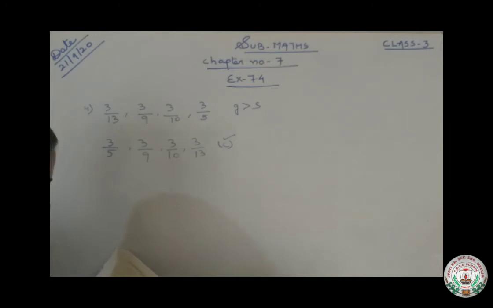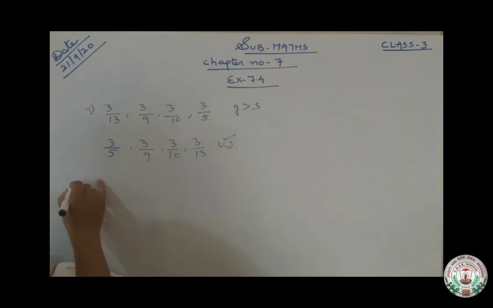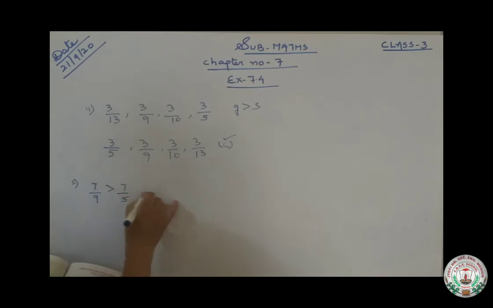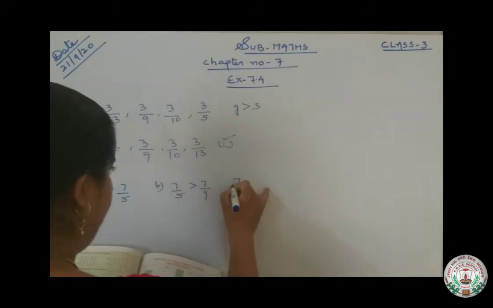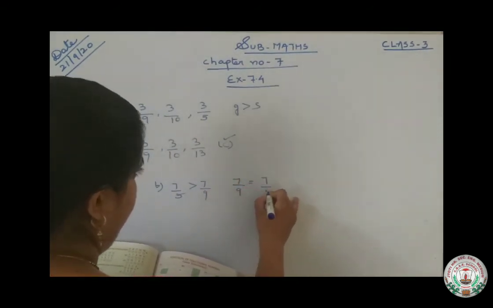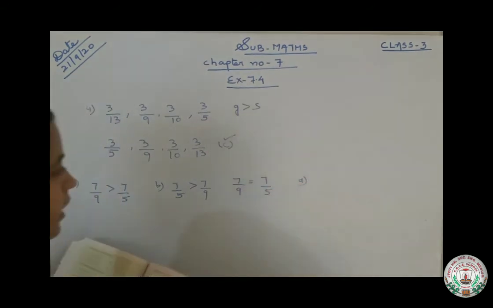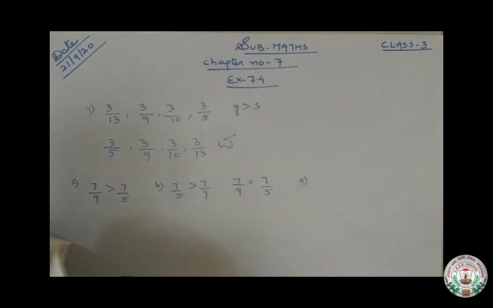Number 5. Which of the following is correct? First one is 7 by 9 greater than 7 by 5. Next, 7 by 5 greater than 7 by 9. Then 7 by 9 is equal to 7 by 5, and last, all of these, that is not possible. Okay. First, here the denominators are different. So we will find the greater and smaller. Which one will be greater? The smaller denominator. So this one is greater.